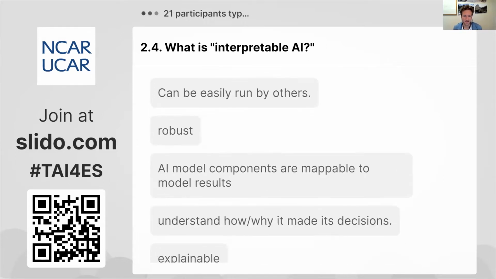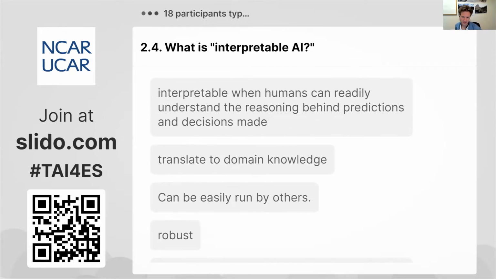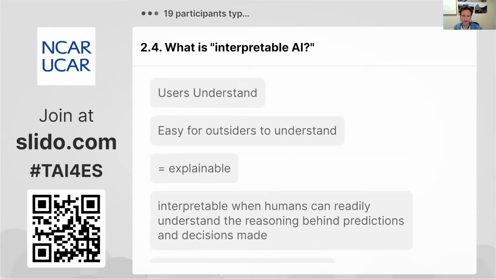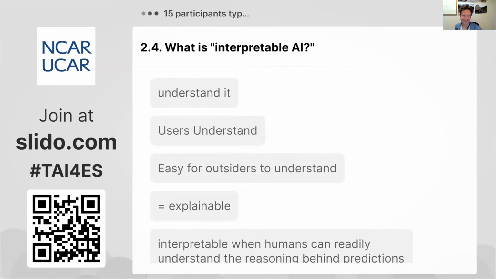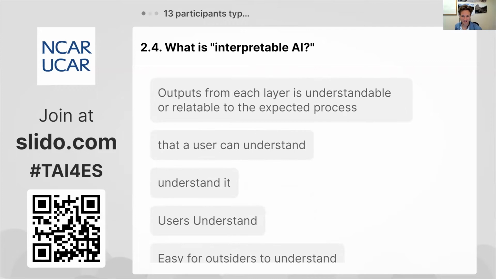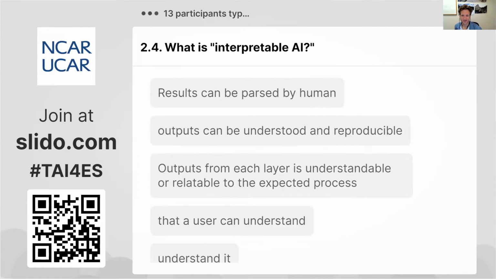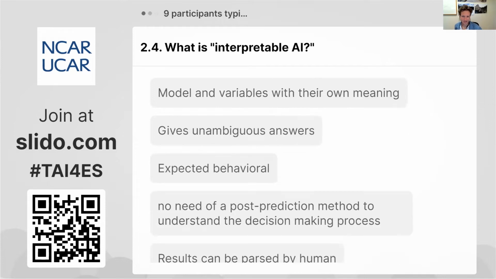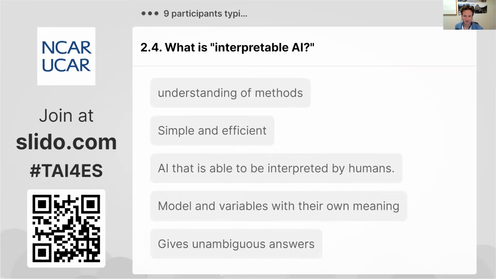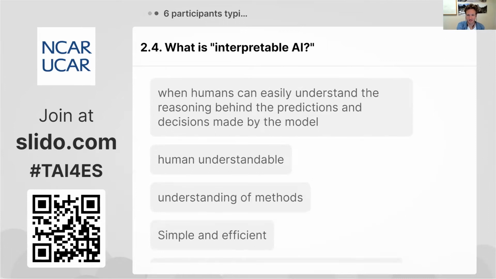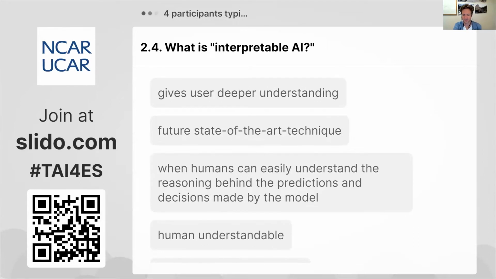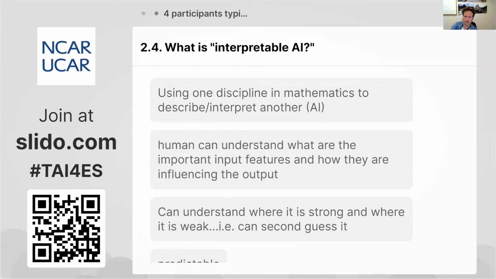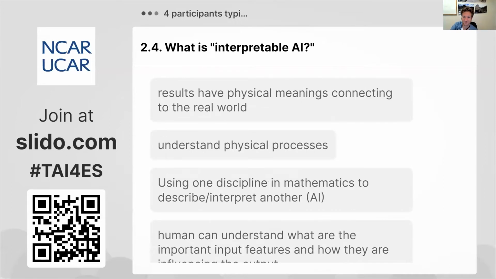AI components are mappable to model results. It's robust, can be easily run by others, translates to domain knowledge. Explainable, easy for outsiders to understand, users understand it. Okay, great. Expected behavior gives unambiguous answers. Model of variables, okay, great. Understanding, yeah, a lot of focus on understanding. Predictable, understand where inputs are. Okay, awesome. These are great.